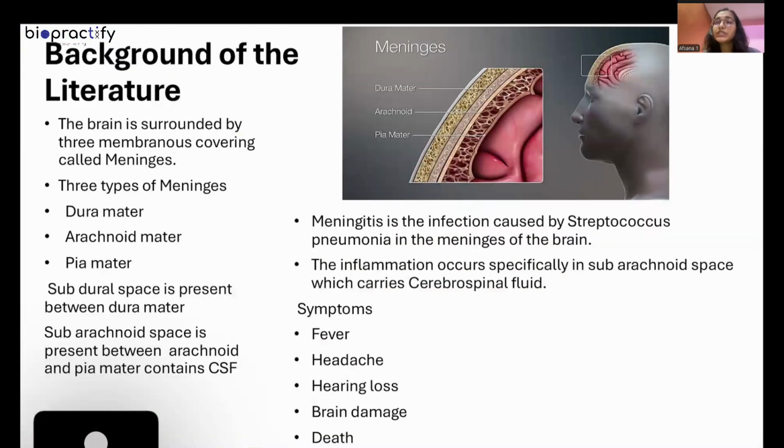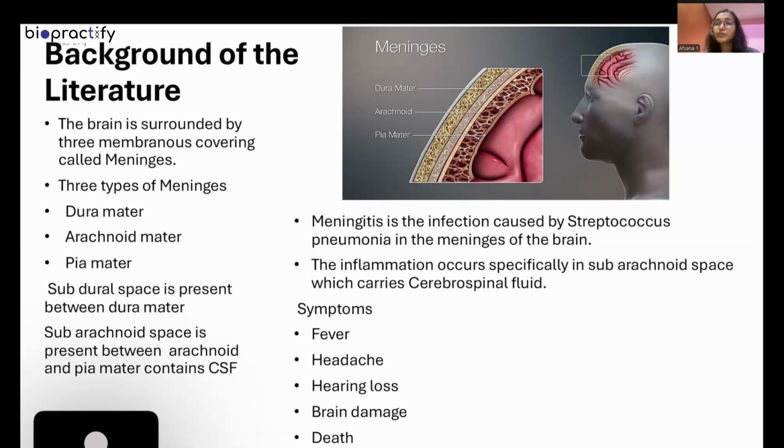Since the study majorly deals with meningitis, let's first discuss what the meninges are and then what meningitis is. Meninges are the membranous covering that surrounds the brain and protects it. There are three types of meninges. The outermost one is the dura mater, the middle one is the arachnoid, and the innermost and thinnest one is the pia mater. The space between the dura mater and the arachnoid is called the subdural space, and the space between the arachnoid and pia mater is called the subarachnoid space.